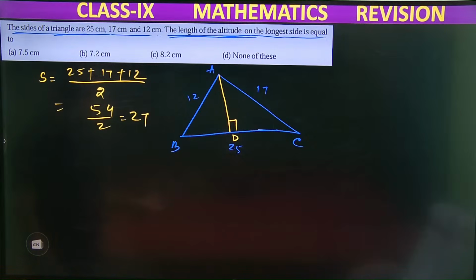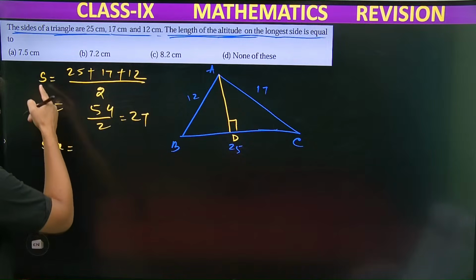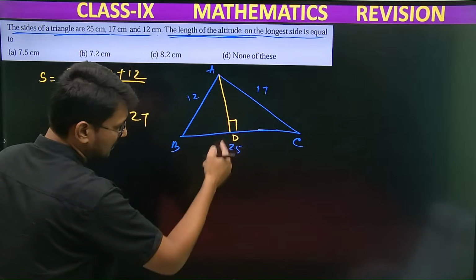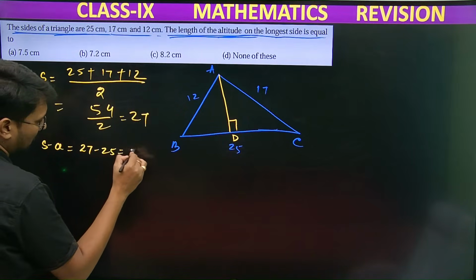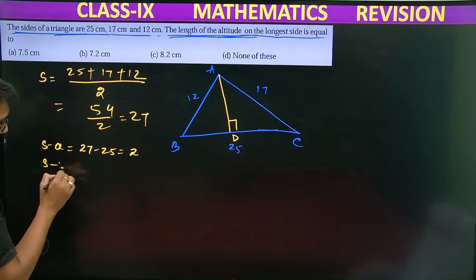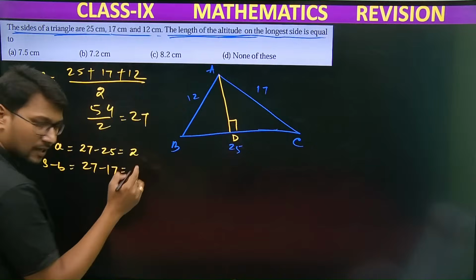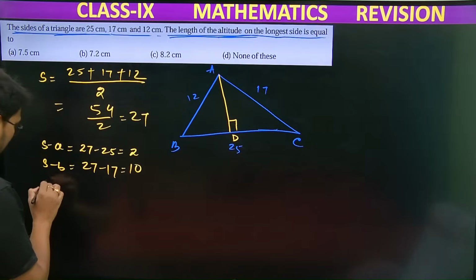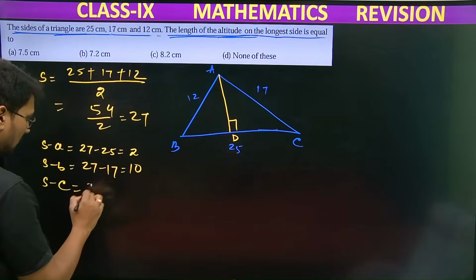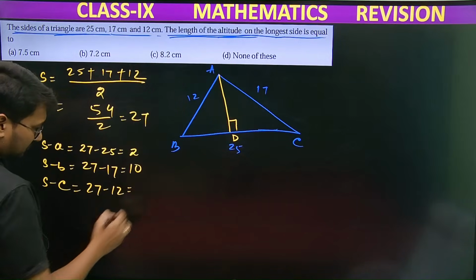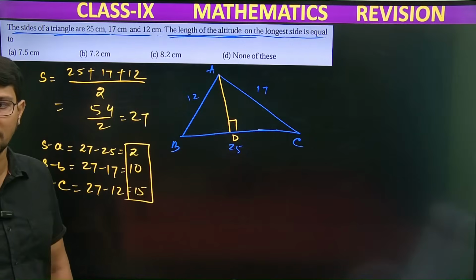Okay, you know Heron's formula. For that you need S minus a, the semi-perimeter minus the first side. 27 minus 25 is how much, children? 2. S minus b, semi-perimeter minus the second side. 27 minus 17 is 10. S minus c, semi-perimeter minus the third side. 27 minus 12 is 15. Understood everyone?